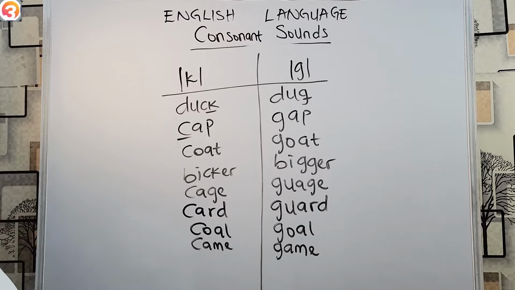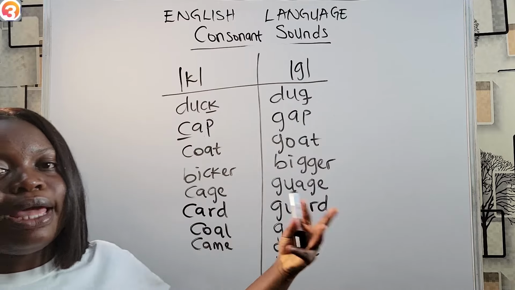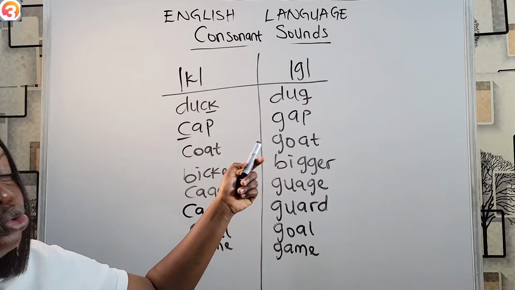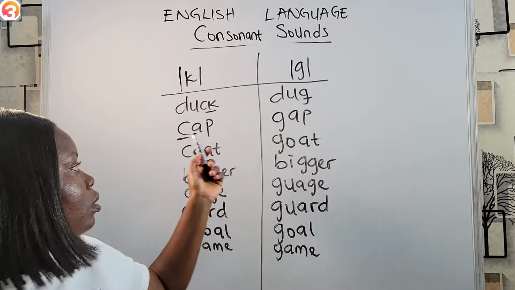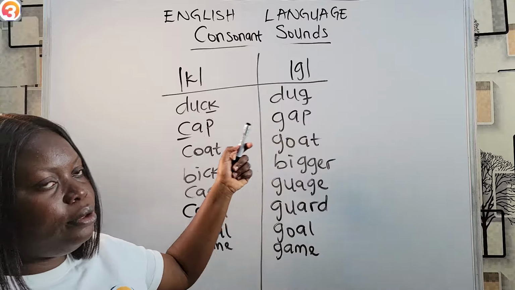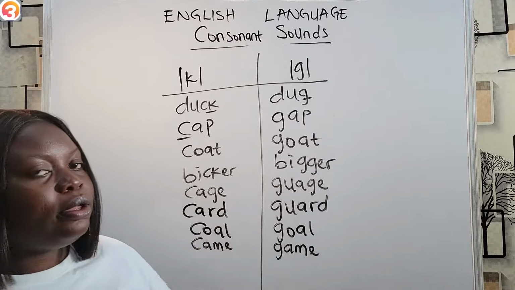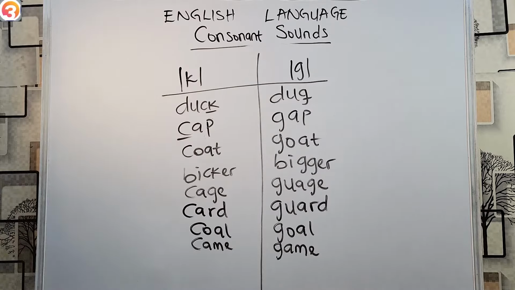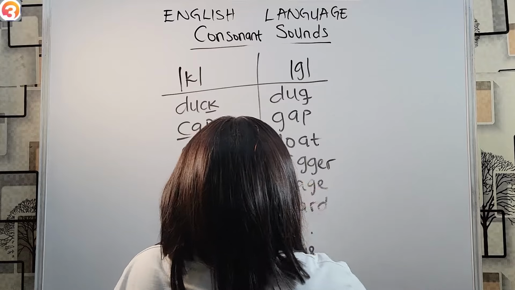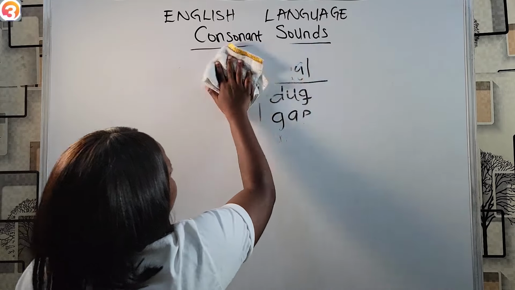So it is in pronunciation side by side. It will really help you bring out the differences between these two similar consonant sounds. Duck, dog, cap, gap, coat, goat, bigger, bigger. So we can easily differentiate these sounds when they are side by side. Now let's answer some questions on these two sounds that we've just dealt with.